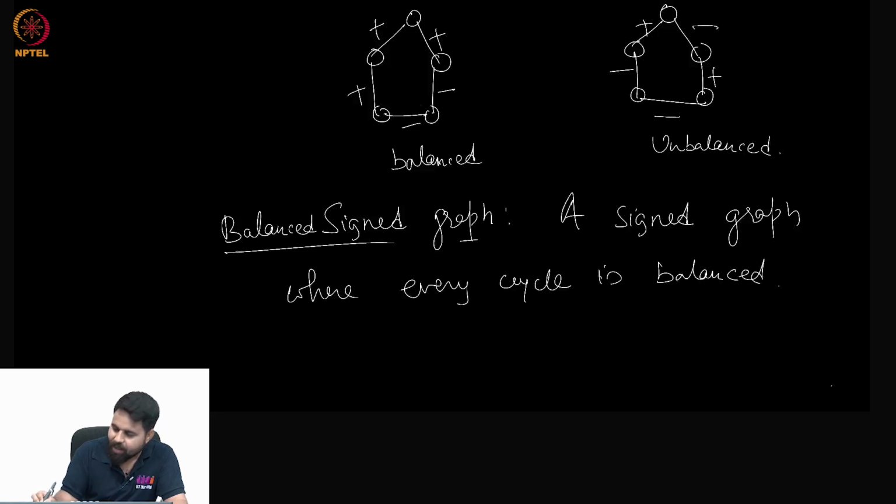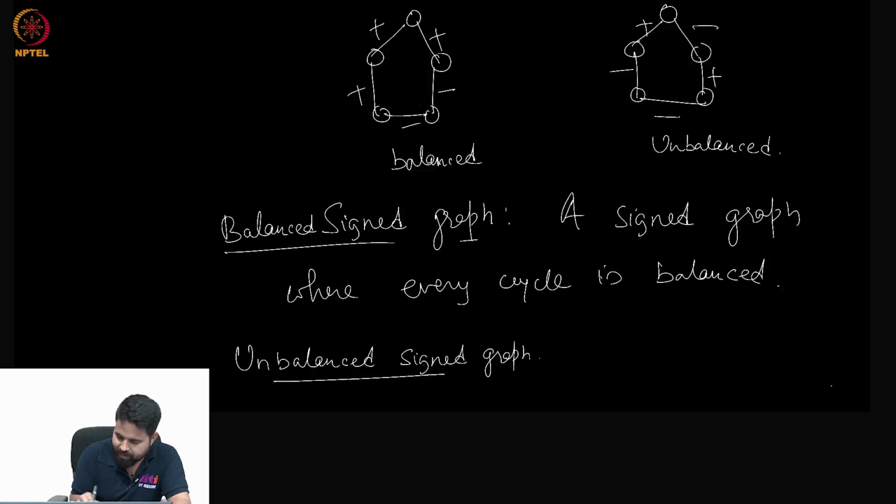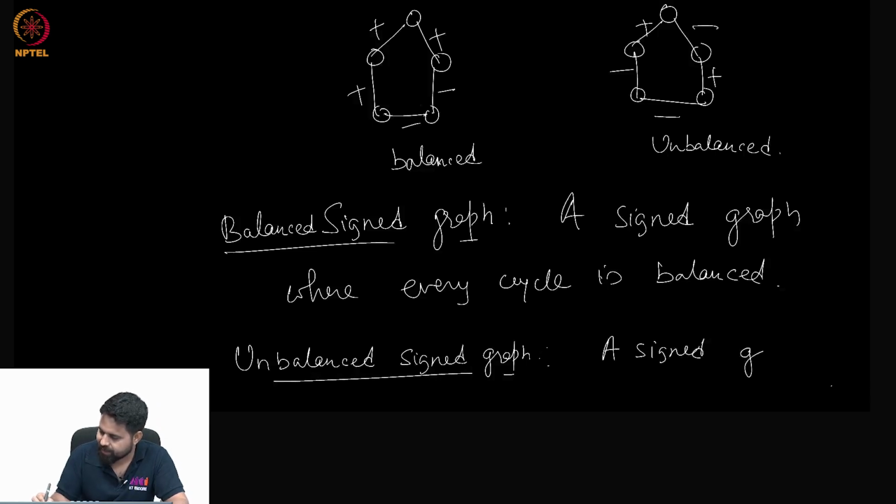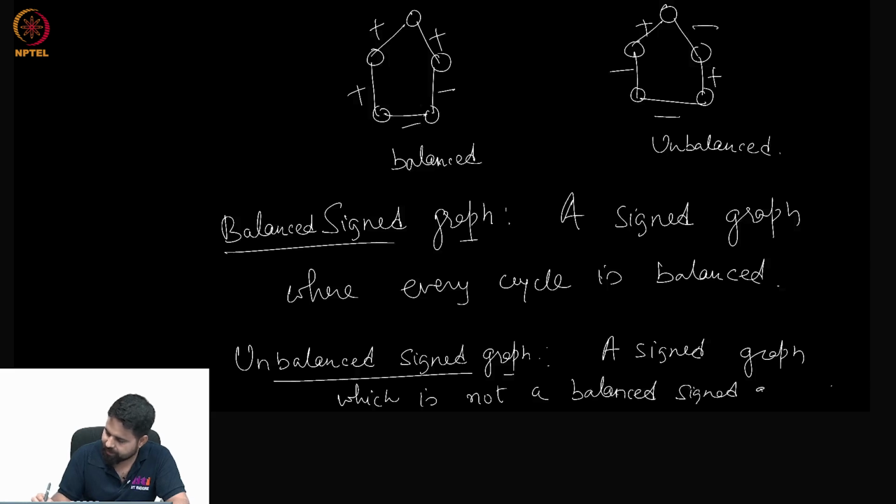Similarly, we define an unbalanced signed graph. Next thing is the unbalanced signed graph. So these are signed graphs which are not balanced. An unbalanced signed graph is a signed graph which is not a balanced signed graph.